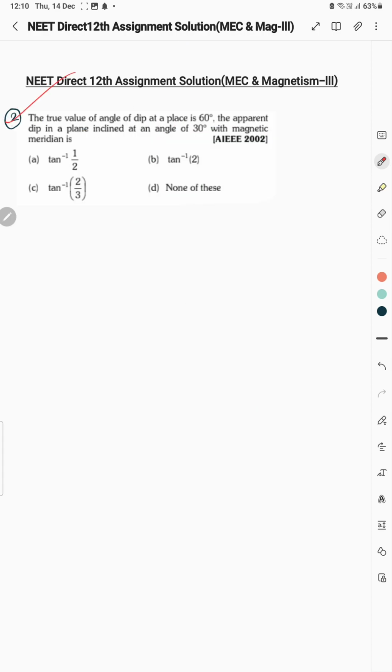Now let's move on to question second. The true value of the angle of dip, that is delta, is 60 degrees. The apparent dip, that is delta prime, is what you have to find out. The angle of inclination is 30 degrees. This is the data given.